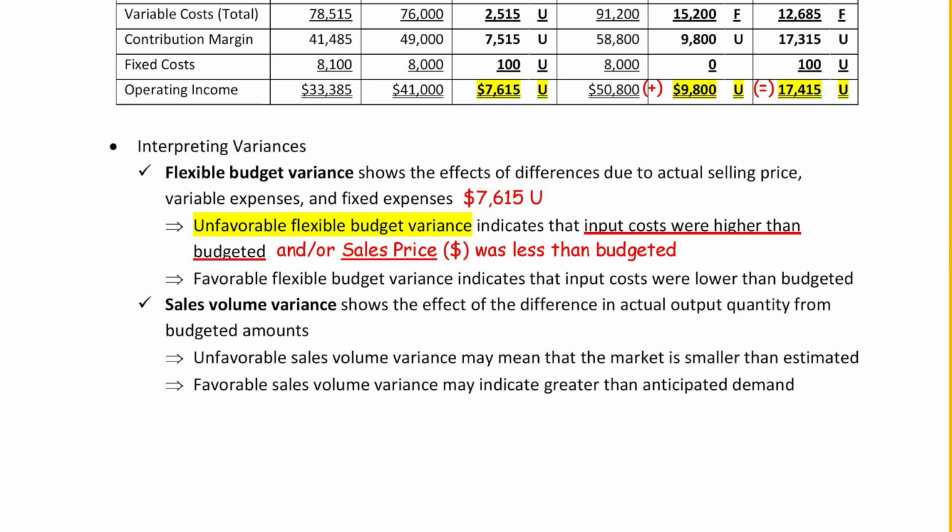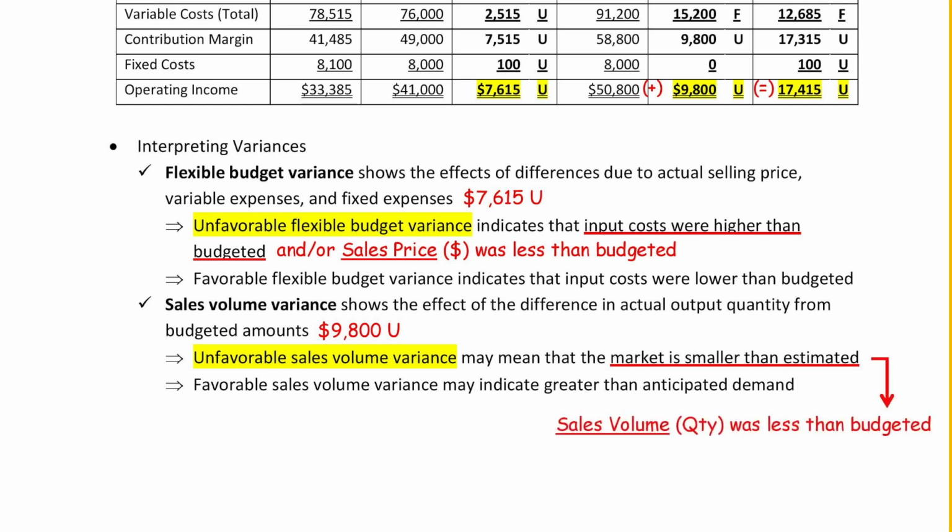On the next sub bullet, you've got sales volume variance. Now that shows the effect of the difference in actual quantity output from budgeted amounts. So that is $9,800 unfavorable in our example. So highlight unfavorable sales volume variance. That means that the market is smaller than estimated, so underline that. Draw an arrow and write sales volume, in brackets quantity, they were less than budgeted, and underline sales volume.